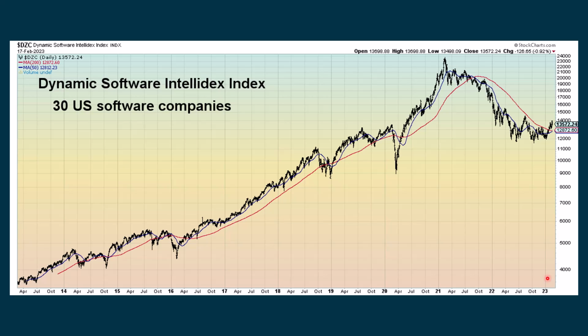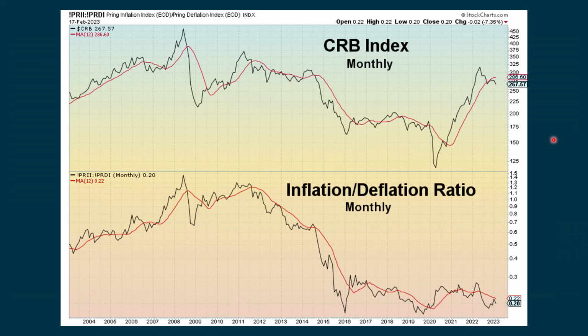Some other markets are the dynamic software companies. These are the 30 biggest U.S. software companies. We're getting really close to a golden cross, but we haven't seen that yet.